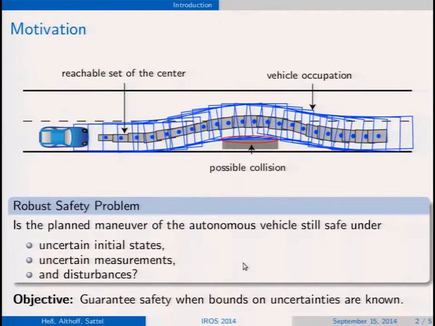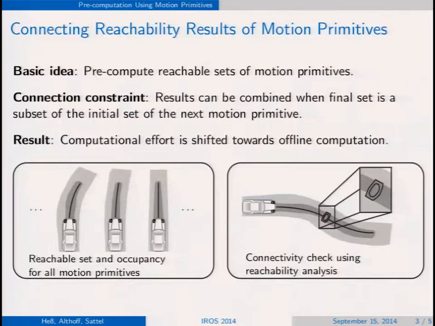The difficulty now is that computing these reachable sets takes some time. Currently, we can compute it in the time that is required to perform the maneuver. But the idea to speed this up is to use motion primitives. You also heard about this in George Pappas's talk. The idea is you have a set of predefined motions, like this right turn or this turn with a smaller curvature.